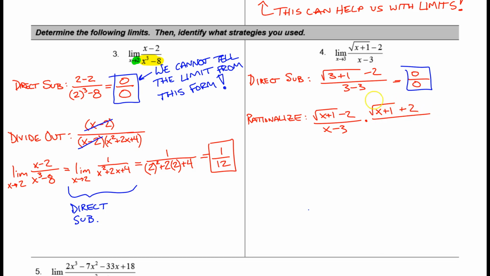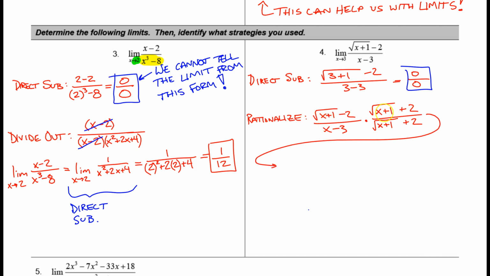Now, I can't multiply this function by something without changing its value. The only way I can multiply it by something and not change its value is if that something is equivalent to 1. So I need to multiply by the conjugate divided by itself. So I need to have the square root of x plus 1, all plus 2 here. I need to multiply by the conjugate divided by the conjugate, and then I'm not changing the value of the function because I'm multiplying by something that's equivalent to 1. So let's see what happens when we do this.